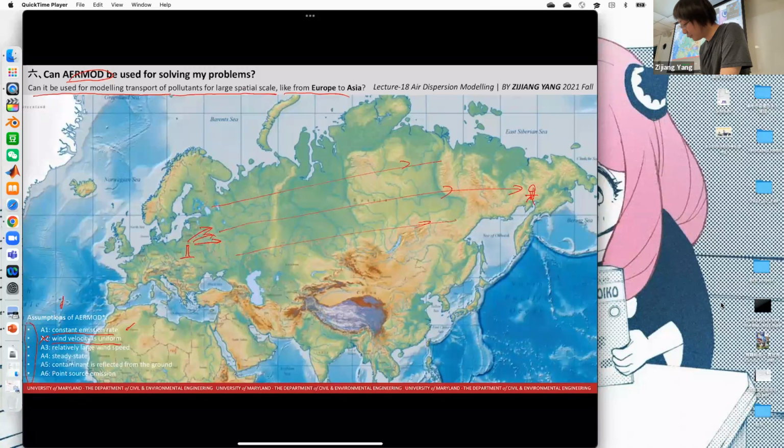When we look at other things like relatively large wind speeds, this may be satisfied. For the steady state, it assumes the meteorological conditions are the same. But again, maybe it is daytime here, but nighttime here, so the meteorological conditions are quite different. So this assumption does not hold. And the contaminant is reflected from the ground. For this one, we are not quite sure, so let's say maybe. And the point source emission, because it's a large scale, we may say this may be satisfied. But because some assumptions are not satisfied in this situation, we would say we cannot apply air models to this situation.